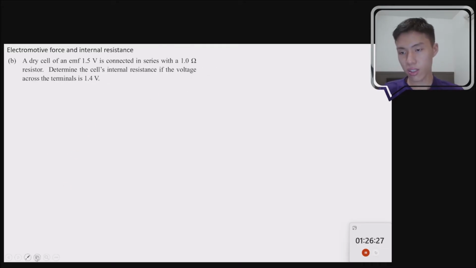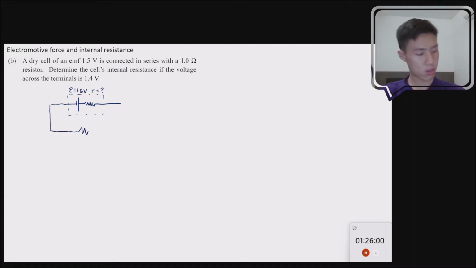This is a relatively straightforward question. Basically, what happened here is you have a battery, but your battery has internal resistance, so I'm going to block it with resistance as well. So this is my battery. There's resistance inside it, so we call it internal resistance. We know that the EMF is 1.5 volt, but we don't know what the internal resistance is. But this particular battery is connected in series with a resistor. We place a resistor somewhere over here, and our resistor here has a resistance of 1 ohm.